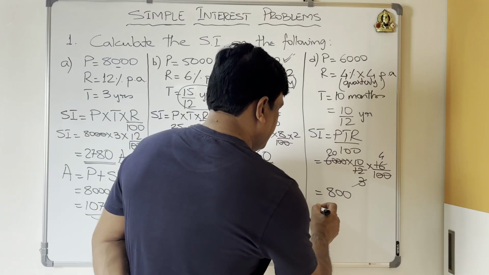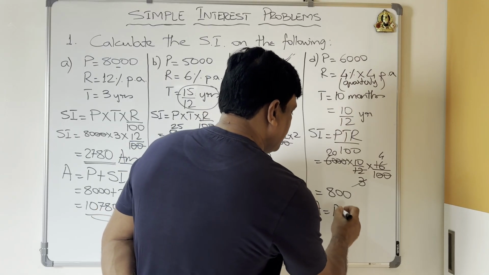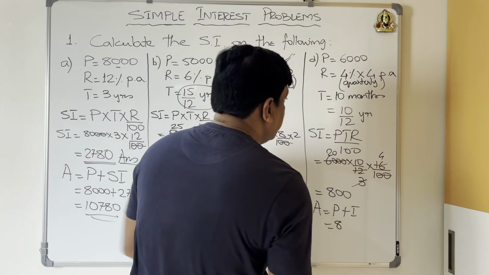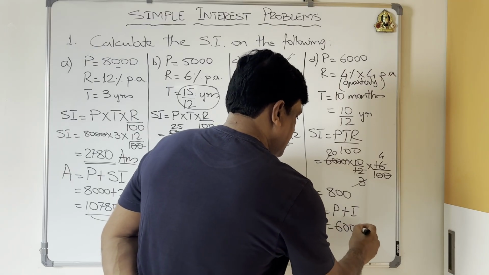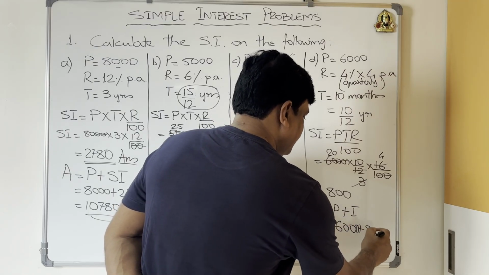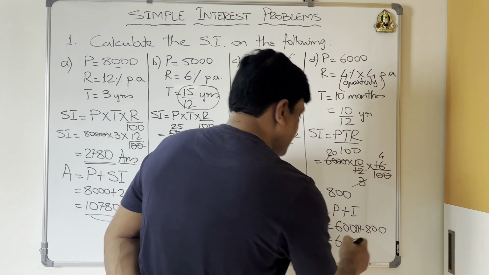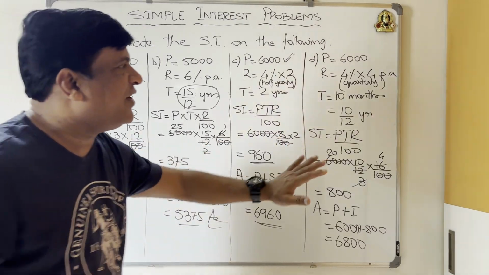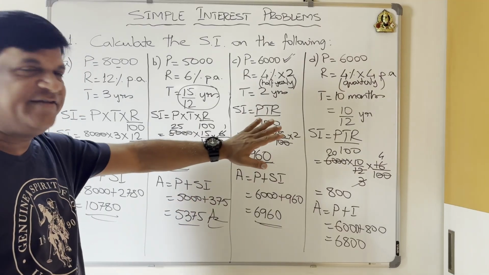So your amount at the end of the entire tenure, which you are going to give to the consumer, is this one. This is 6,000 plus 800, which is equal to 6,800. I hope it's clear, right? This is the simplest way you need to do it. This is the simplest problem you might get in your exams.